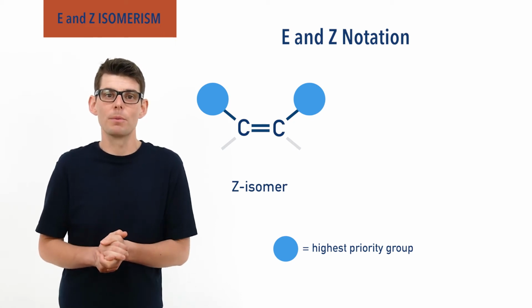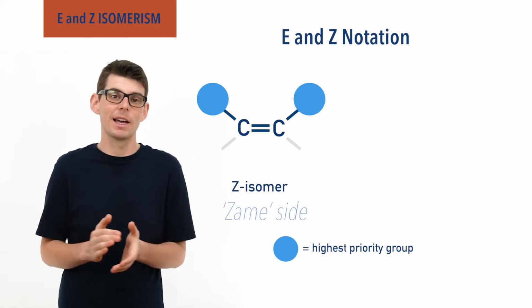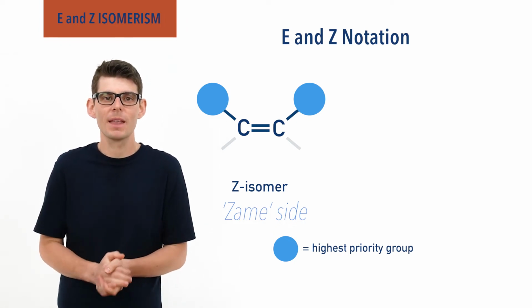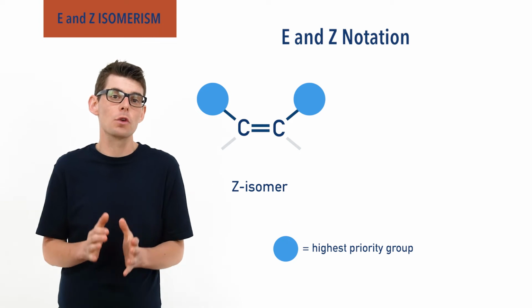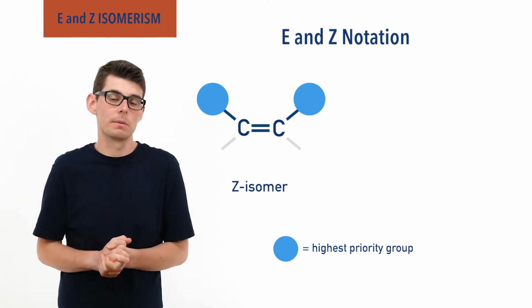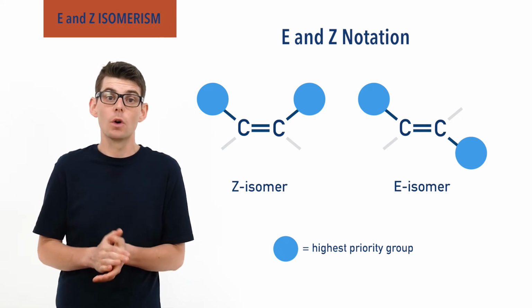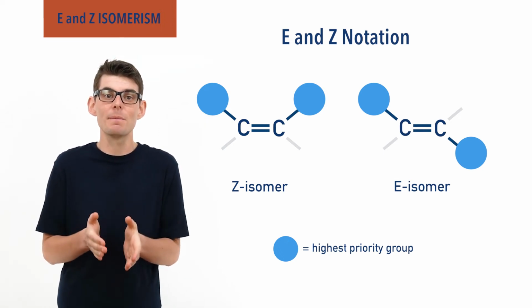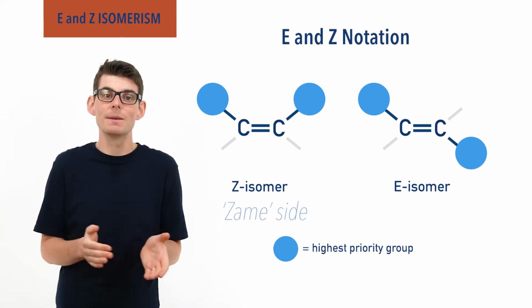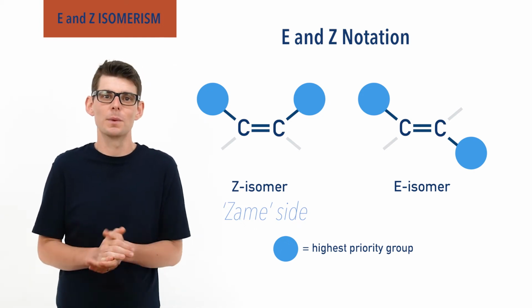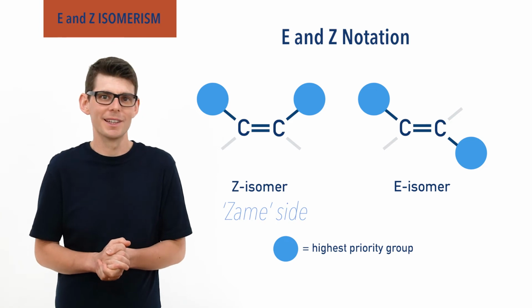I personally remember it as Z for same, as in same side, but whatever works for you. If, however, both groups are on opposite sides of the double bond, we call it an E isomer. E comes from the German for opposite. If you remember Z for same, then you know E must be opposite, as there are only 2 possibilities. So you don't need to waste time learning 2 ways of remembering it.